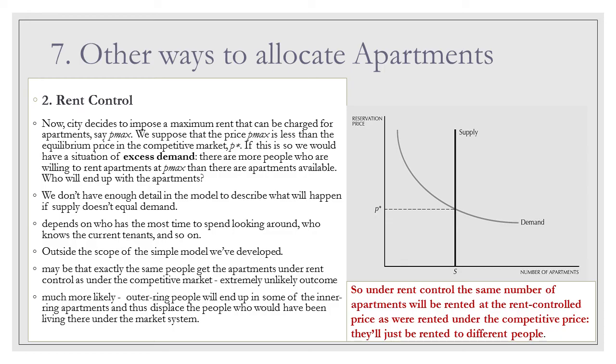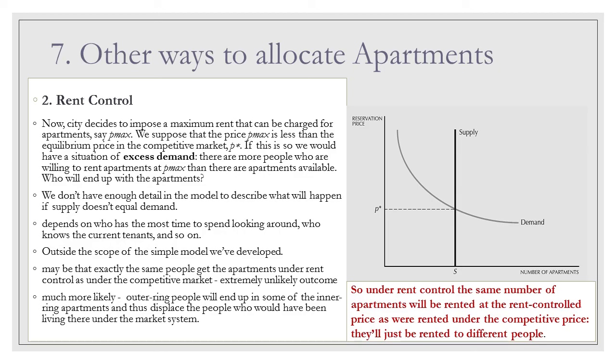So to answer that, what will happen if supply doesn't equal demand, right? The answer to this depends on who has the most time to spend looking around, who knows the current tenants who are offering, and so on. These factors can play an important role in figuring out this problem, right? And this is outside the scope of the simple model which we have developed. So maybe those exact same people who were trying to get the apartments earlier, who were there in the competitive market, might end up getting apartments under rent control, right?